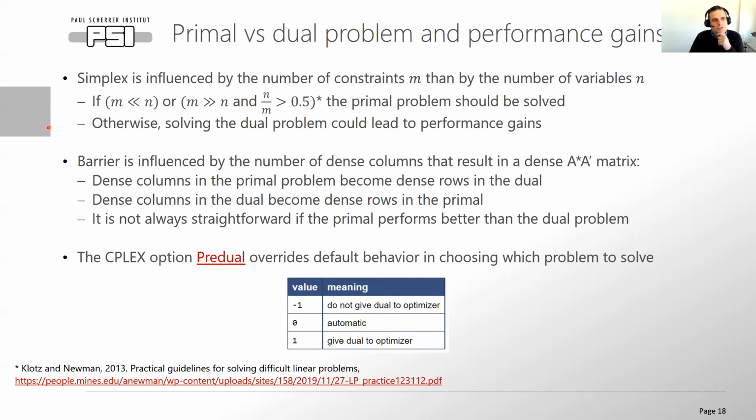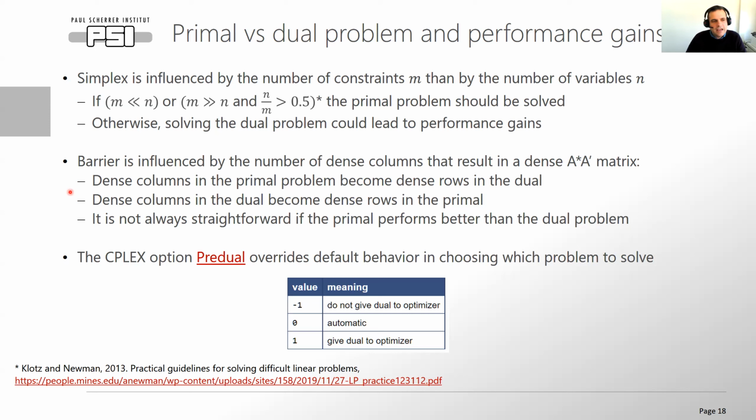But unfortunately, here we don't use simplex. We use barrier, and barrier is not influenced by the number of constraints or the number of variables to decide if we go for the primal problem or the dual problem. It's important only how many dense columns we have and how many floating point operations and non-zeros in the Cholesky factor we have.